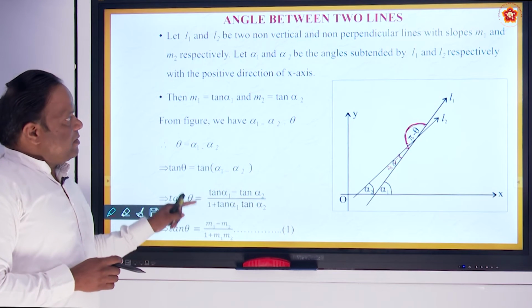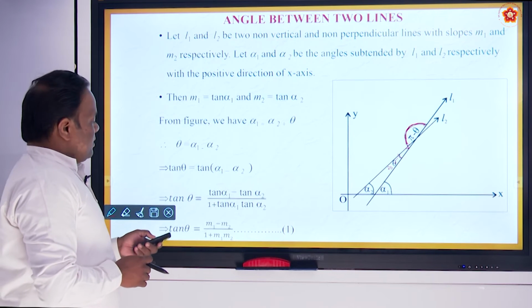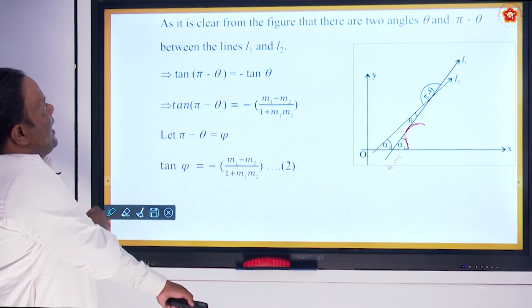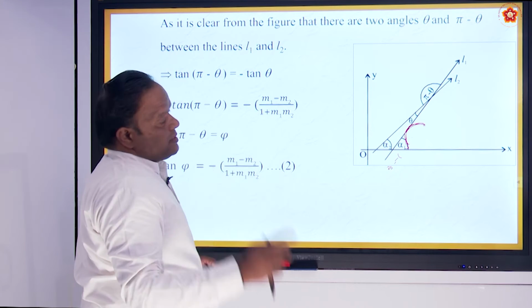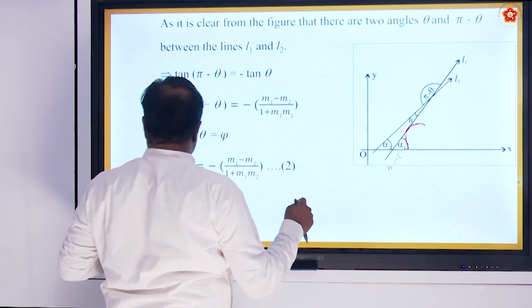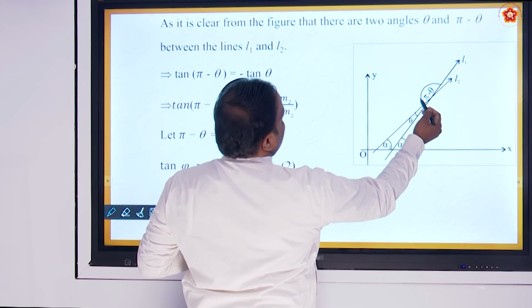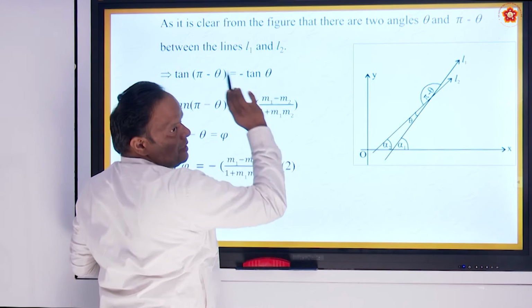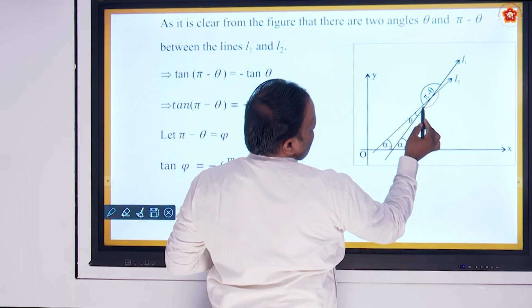So where m1 is the slope of the first line and m2 is the slope of the second line. Next, continue here. It is clear from the figure that there are two angles, theta and pi minus theta, between the lines L1 and L2. If this is pi minus theta, this is also pi minus theta.